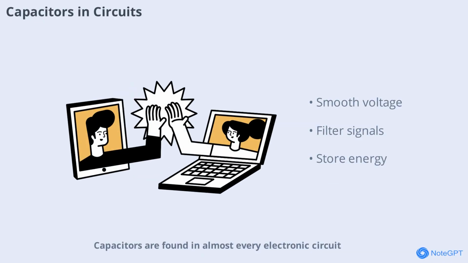Capacitors are found in almost every electronic circuit. They can smooth out voltage fluctuations, filter unwanted signals, and store energy for later use. In power supplies, capacitors help maintain a steady voltage. In audio equipment, they filter out noise. Their versatility makes them indispensable in modern electronics, from smartphones to televisions and beyond.